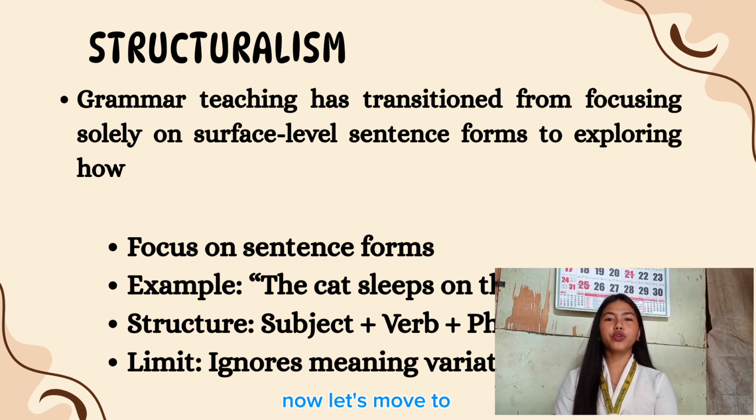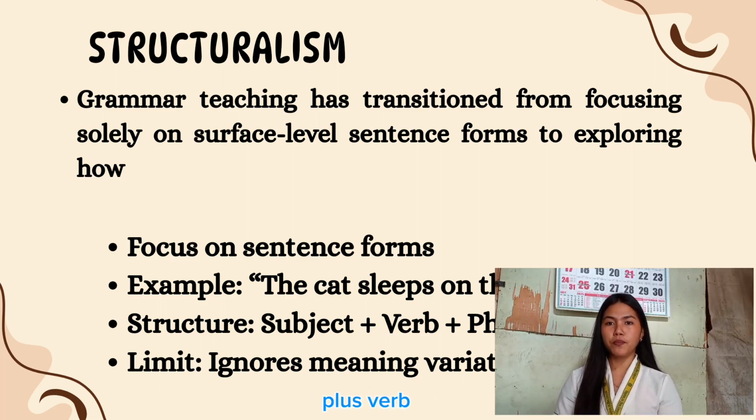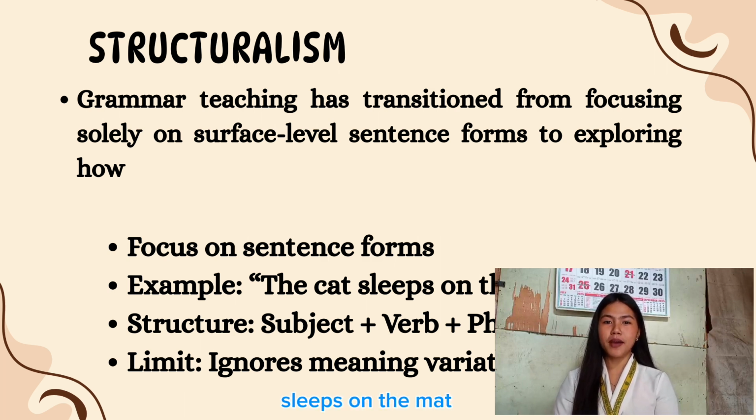Now, let's move to structuralism and transformational grammar. In structuralism, grammar teaching has transitioned from focusing solely on surface-level structure to exploring how it focuses on sentence forms. This means that structuralism focuses on getting the basic words and sentence structure right through the pattern subject plus verb plus phrase. For example, the cat sleeps on the mat.